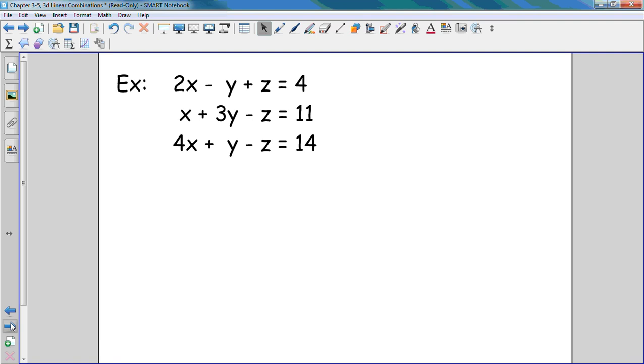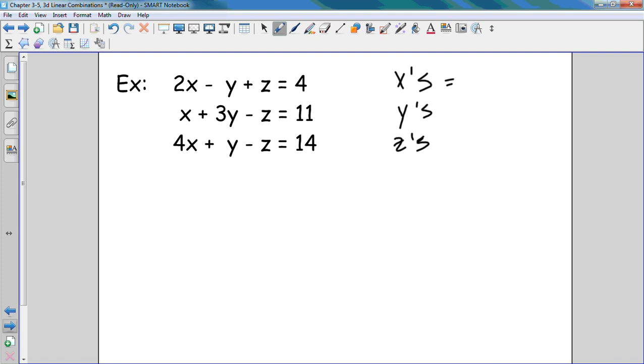Let's do the equations. Three equations, three variables. We're going to use the same steps, it's just more of them. I'm going to find least common multiple for my x's, least common multiple for my y's, least common multiple for my z's. X's, 2, 1, and 4. What's the least common multiple of 2, 1, and 4?